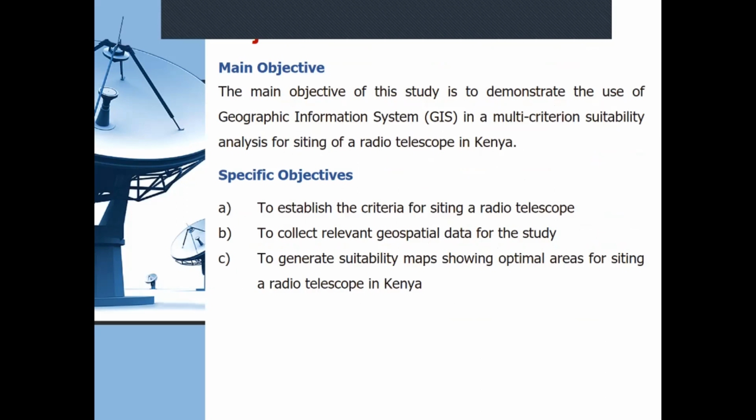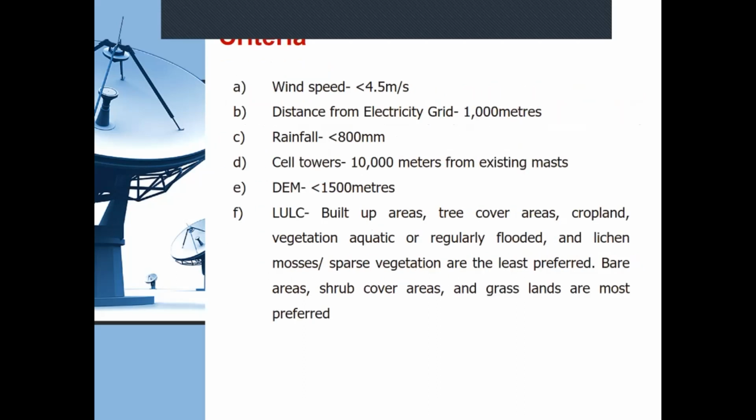The main objective of my study is that I used GIS technology in a multi-criterion suitability analysis for finding suitable locations for hosting a radio telescope. And these are the objectives that drove me to my main objective: first, I had to establish a criteria for the same. Number two, I collected relevant geospatial data, and then I generated respective suitability maps before merging them and finding a final suitability map.